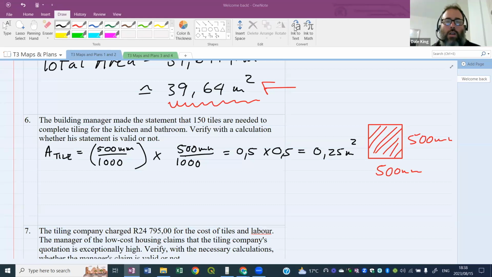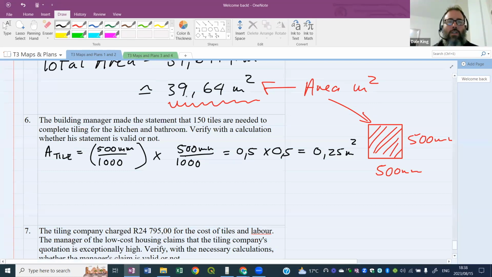That's good. Okay, because we need to compare the area of the kitchen and the area of the tile, and they both have to be in meters squared. You can't compare things if the units are not the same. So we've got to get the same units here, comparing apples with apples. All right, so we changed the area of the tile to meters squared. It's only 0.25 meters squared.